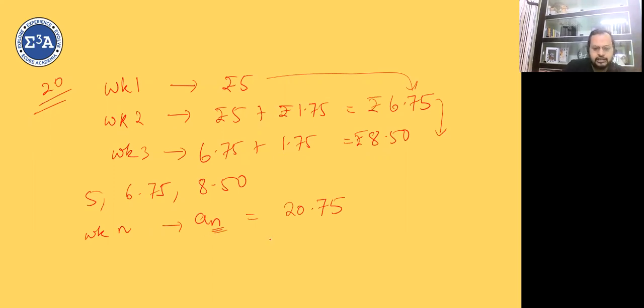Now that is quite an easy question, like we have all been doing till now. So A plus N minus 1 into D. A is how much? A is 5, plus N minus 1, D is how much? 1.75. The answer should come to 20.75. We'll solve in the next page. 20.75 is equal to 5 plus N minus 1 into 1.75. 20.75 minus 5 is 15.75.